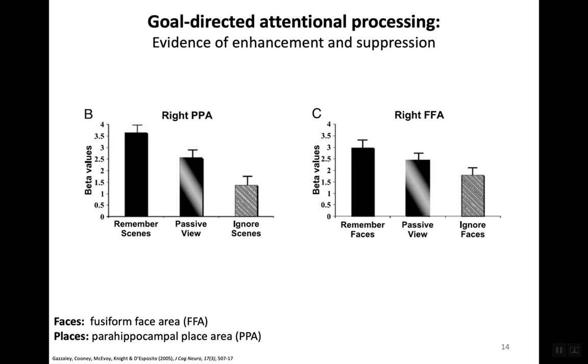The converse pattern of results is found in the right FFA, and this is good. It is certainly not just convenient, but reassuring that we see this with the other type of stimuli. To be more precise, we see an enhancement of activity within the right FFA, which we know is critical for face recognition, whenever participants remember faces, and a suppression of activity within the right FFA relative to passive viewing when participants ignore faces for the purpose of paying attention to scenes.